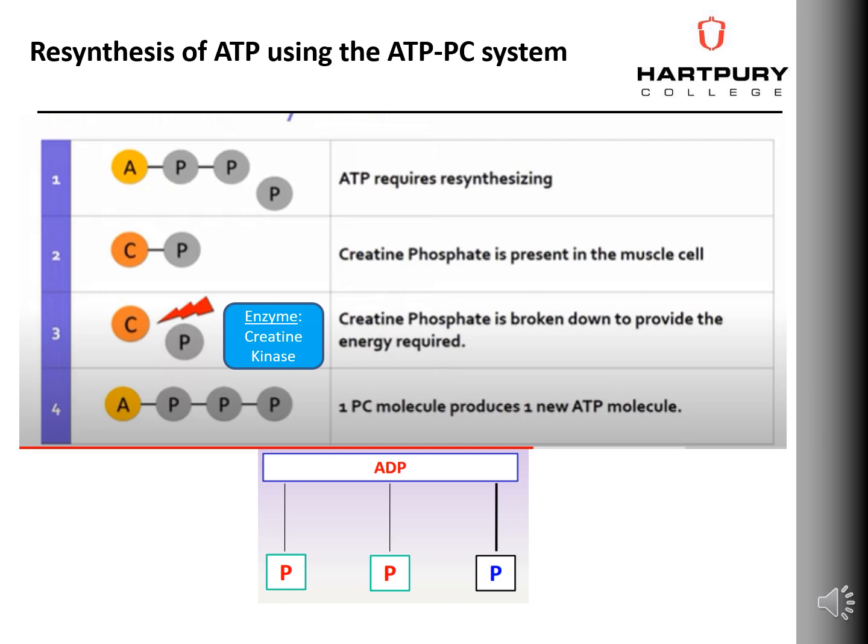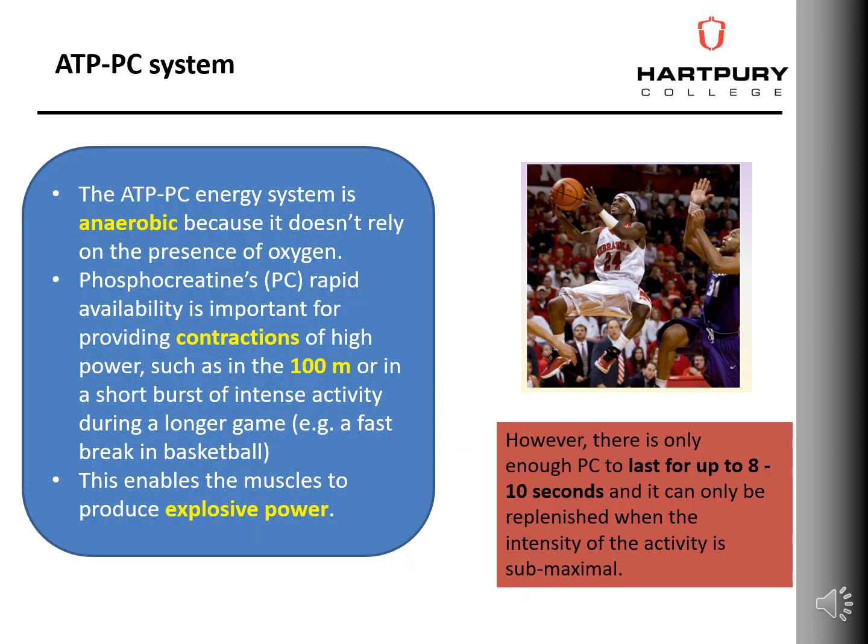So we break that bond in creatine phosphate, and that creates energy. That means we're absorbing energy again. So we've got 1 PC molecule produced and 1 new ATP molecule produced in total. So we've then again got that phosphate molecule, it can reattach, it's resynthesized, and we have ATP to use for energy again.